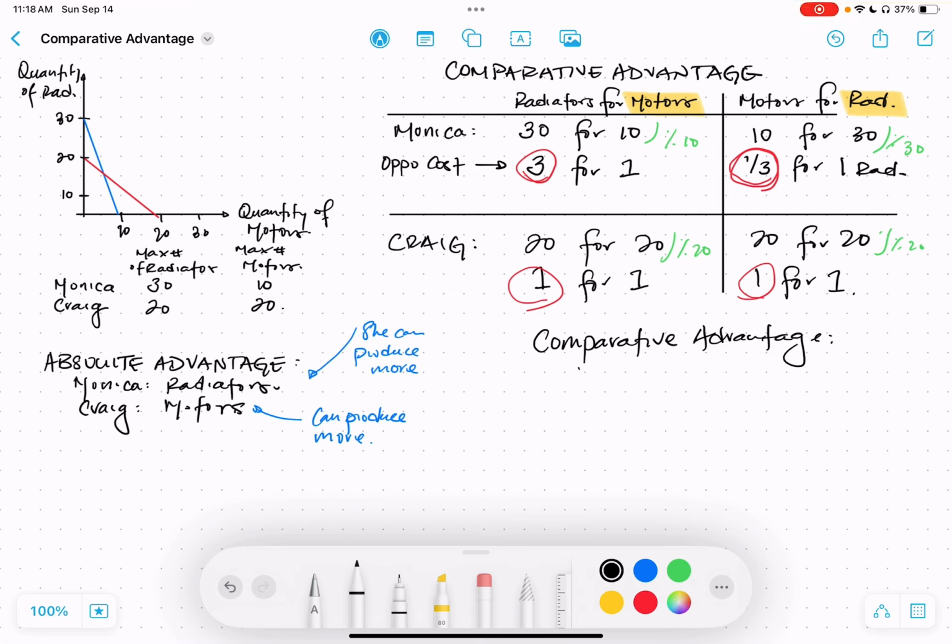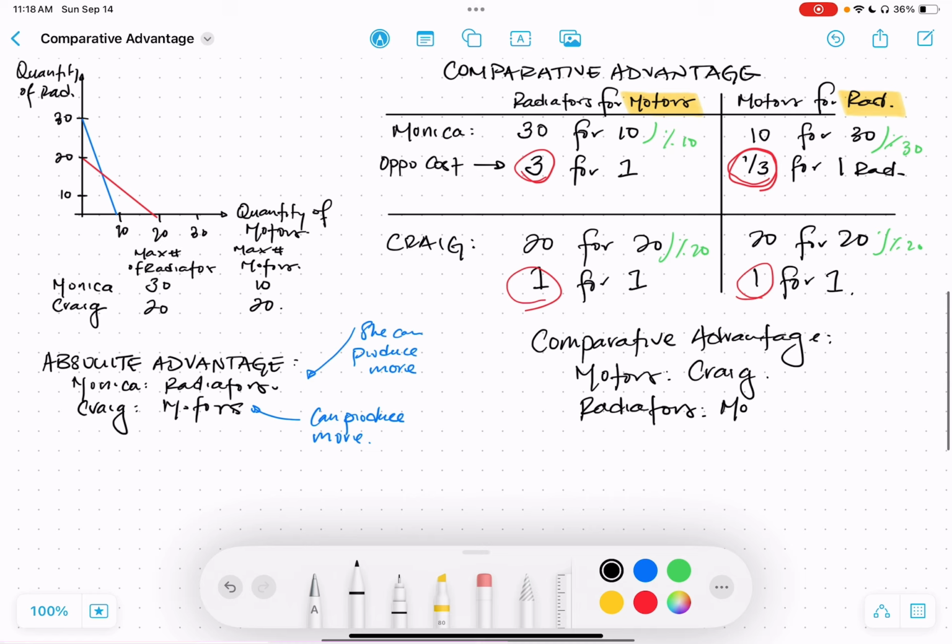Okay. So, in the market for motors, we've got two options. Either we can produce at a rate of 3 radiators or 1 radiator for each motor. Well, ultimately, we would want to produce at 1. So, Craig has the advantage. In the market for radiators, we can either produce with a cost of 1/3 of a motor or 1. In this case, Monica is our preferred option.